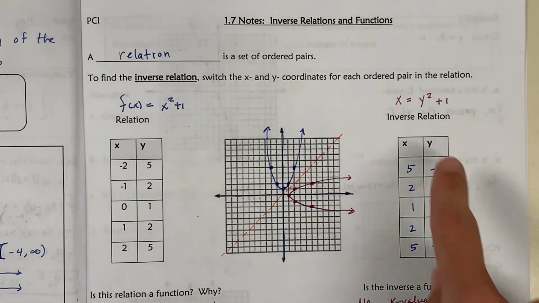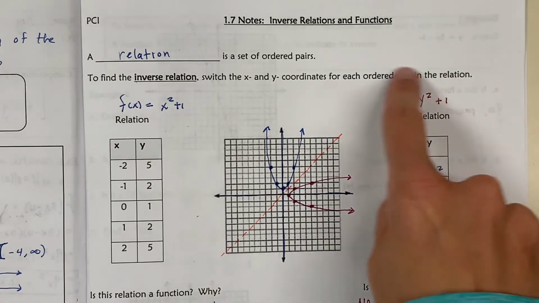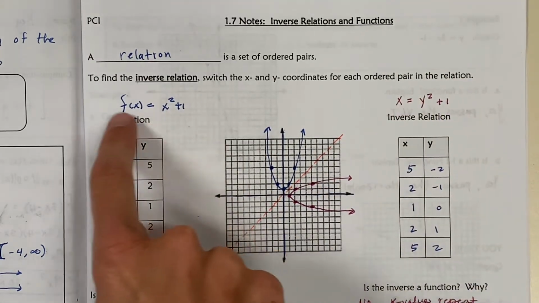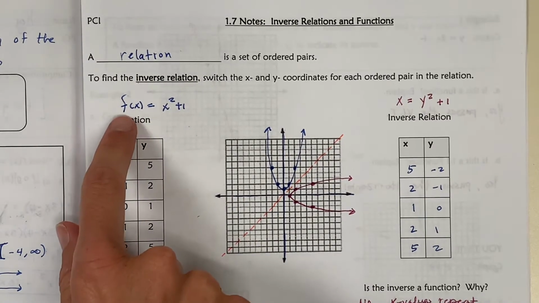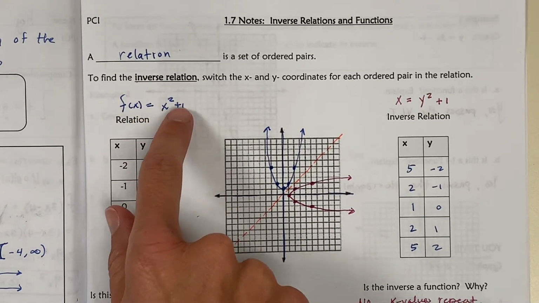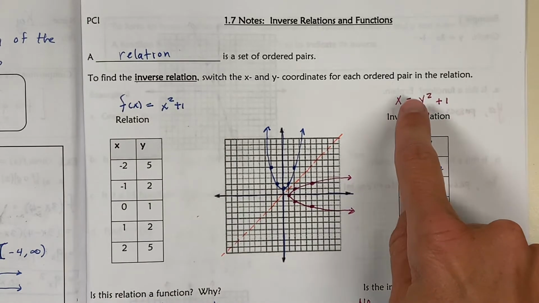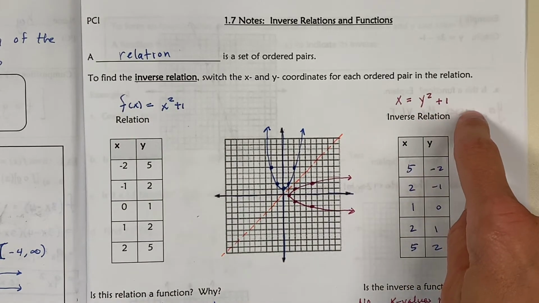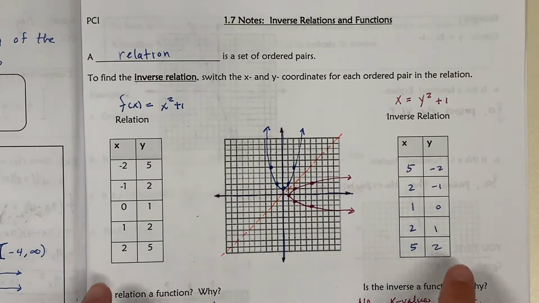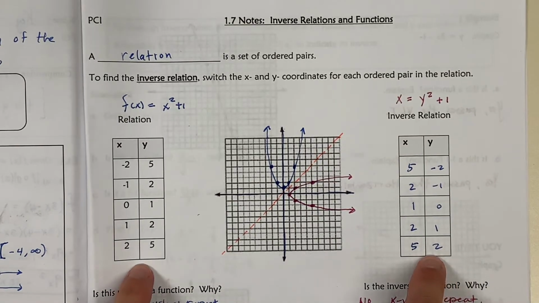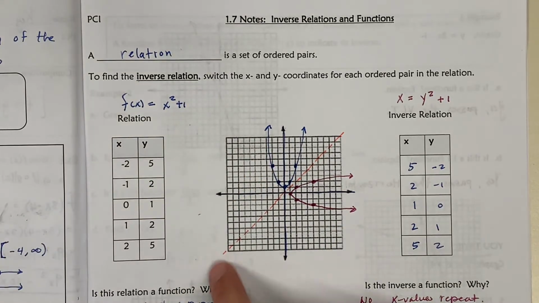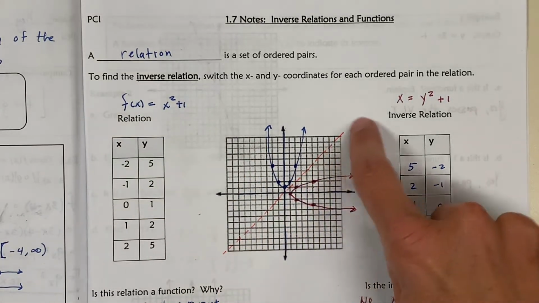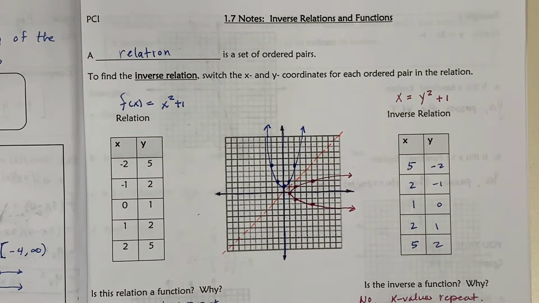Now, when we find the inverse relation given an equation, you switch the x and the y values. So where this was y equals x squared plus 1, the inverse would be x equals y squared plus 1. And you can see what it looks like numerically. You can see what it looks like graphically. Now, all inverse functions reflect over the line y equals x.